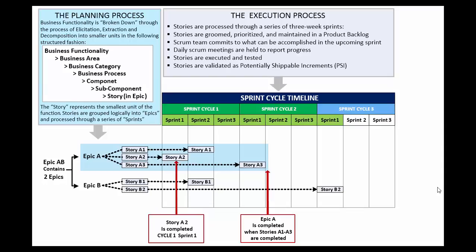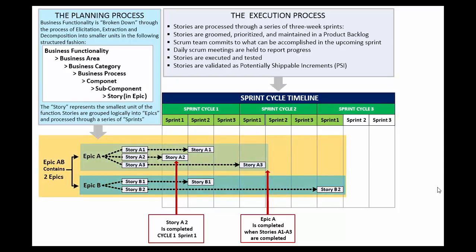But in Sprint 1 of Cycle 3, Story B2 is completed, and so Epic B is completed. And since both Epic A and Epic B are completed, Epic AB is complete.